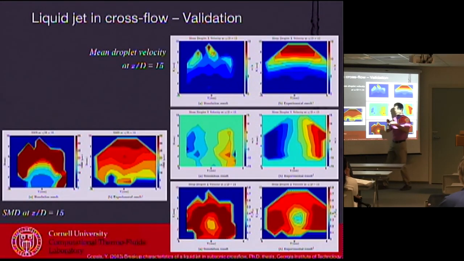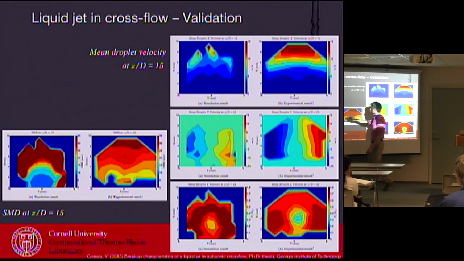This is a plane taken in the back of this jet in crossflow. So we're looking at the shape of the spray cloud as it turns into this plane. So the jet is, the liquid is injected like this, breaks up, and we're looking at drop sizes. This is what we call the Sauter mean diameter, I think it's in microns.